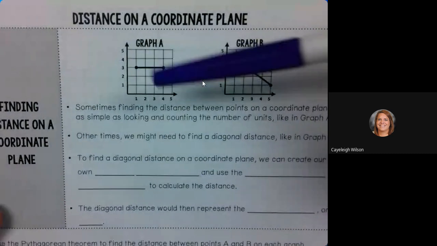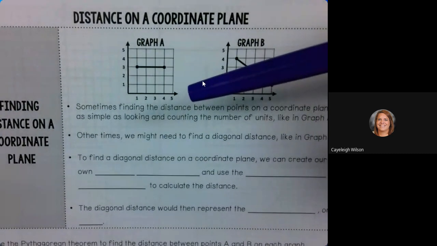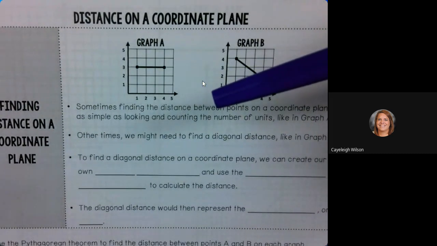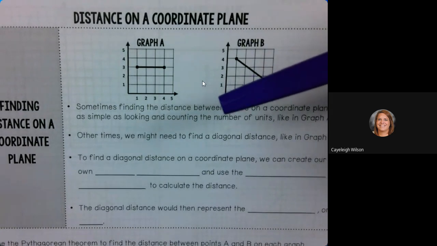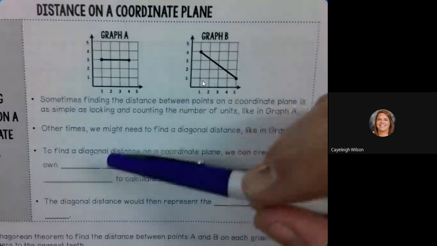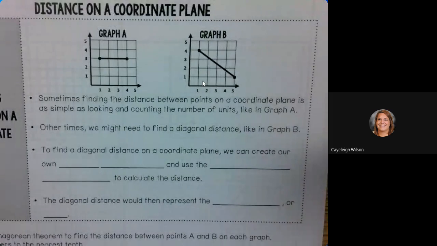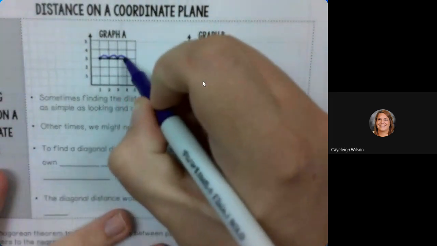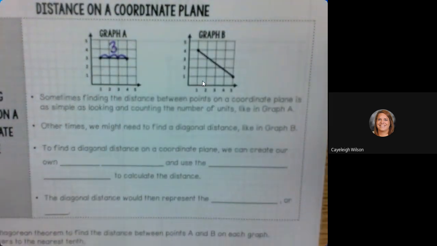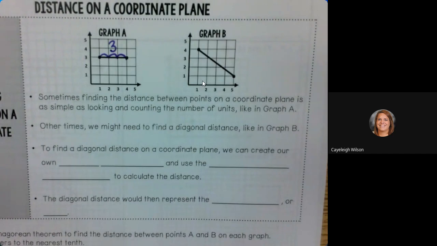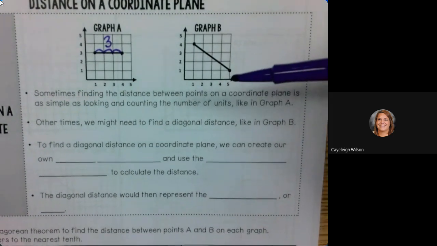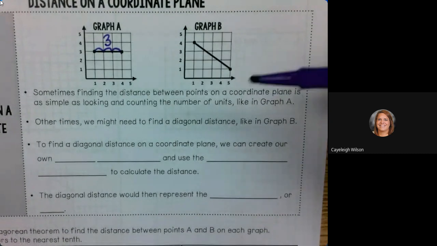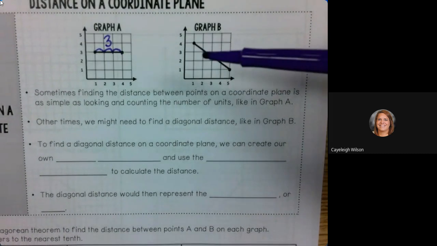So we saw a couple of these problems the other day when we were doing our GimKit, where it was distance on a coordinate plane, where we were finding the distance between 2 points. So it says sometimes finding the distance between points on a coordinate plane is as simple as looking and counting the number of units. So like on graph A, you can find the distance because this is just 1, 2, 3. So the distance is 3 units, but that's because it's a straight line. However, like on graph B, it's a diagonal distance.